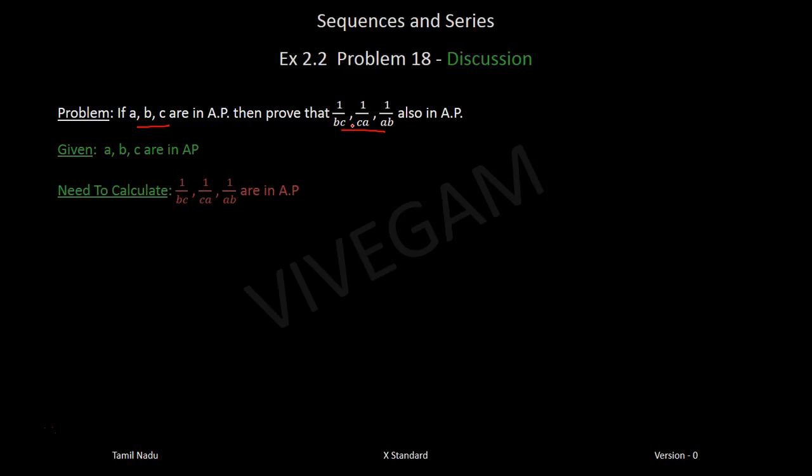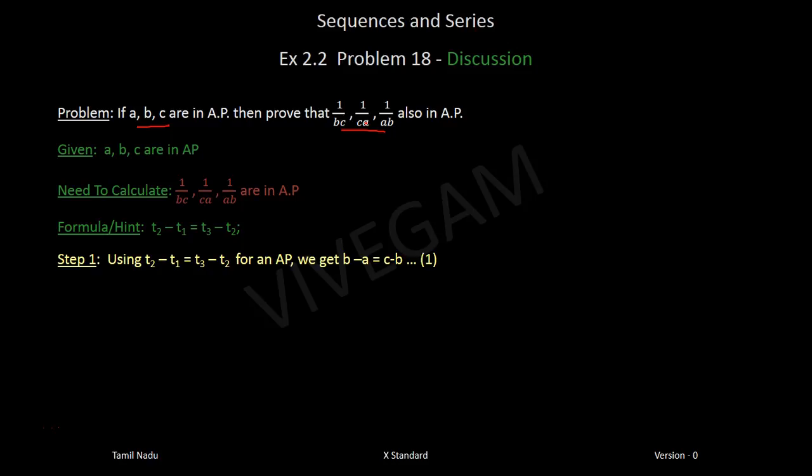So if these are in AP, what do we need to prove? We need to prove 1 by CA minus 1 by BC must be equal to 1 by AB minus 1 by CA. Right? So the hint is you have to use this T2 minus T1 equal to T3 minus T2. For this you get one equation, that is B minus A equal to C minus B. Use that equality and see whether you can apply it here. That's the hint here. Anyway, let's try to work it out.